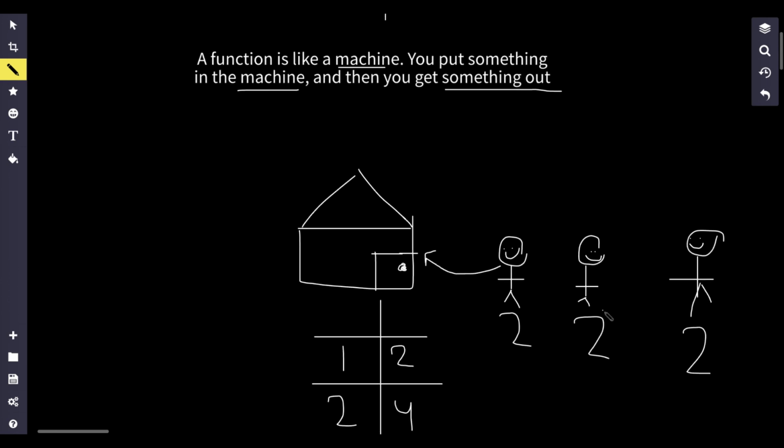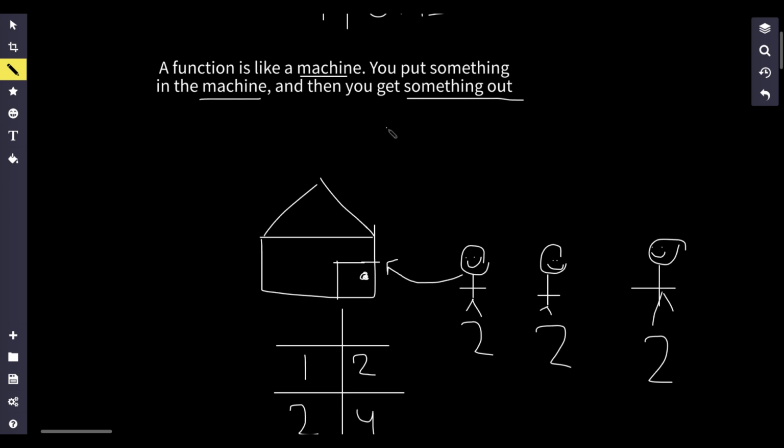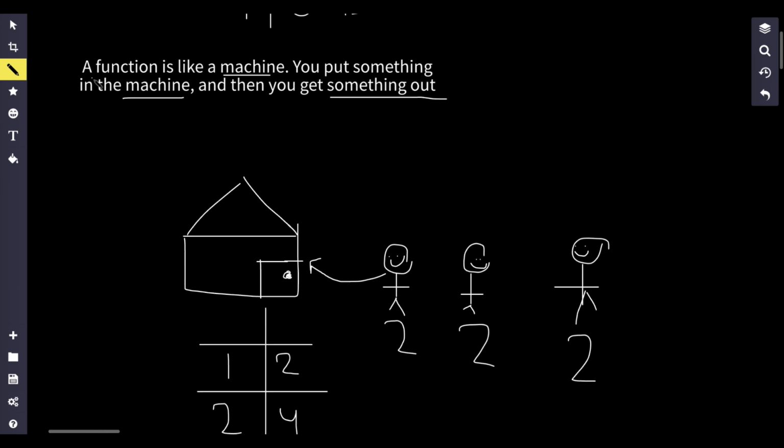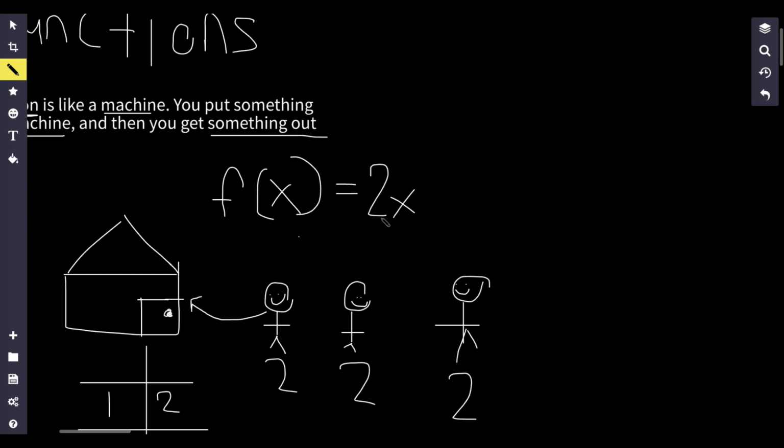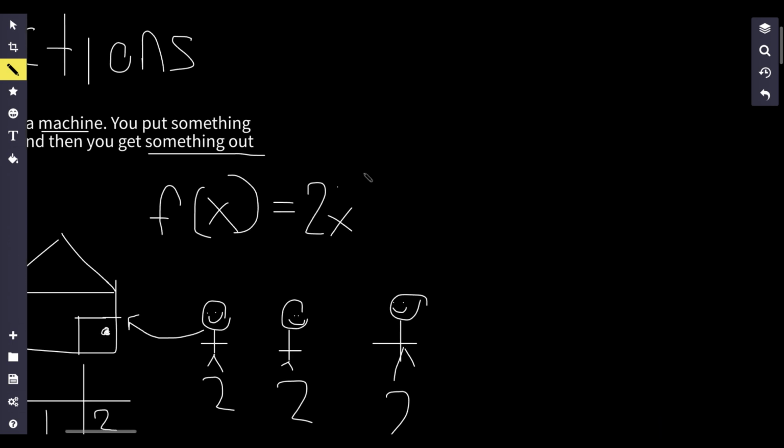And to represent this, I can rewrite it like this. Whenever we're representing a function, you use this weird symbol where you have the f on the outside and you have this x in parentheses on the inside. This is just f of x. The way you pronounce this is f of x, and this is going to be equal to 2x. Okay, f of x equals 2x.